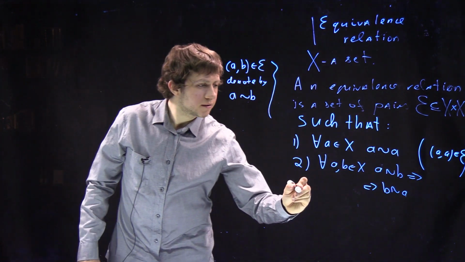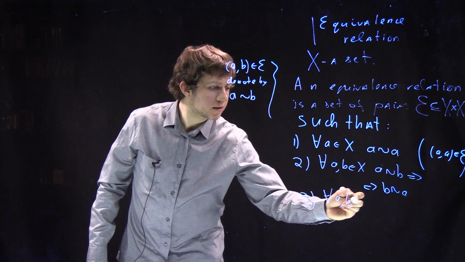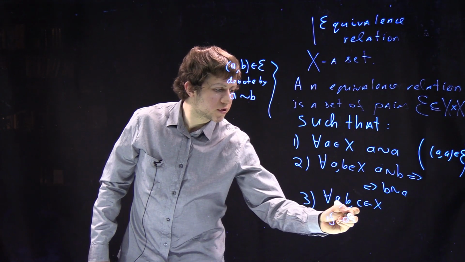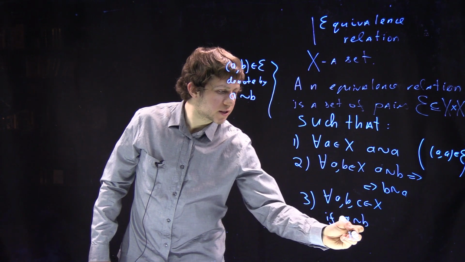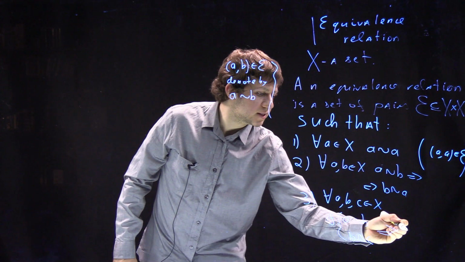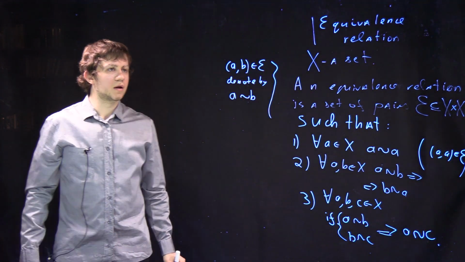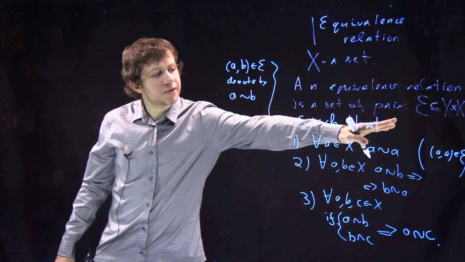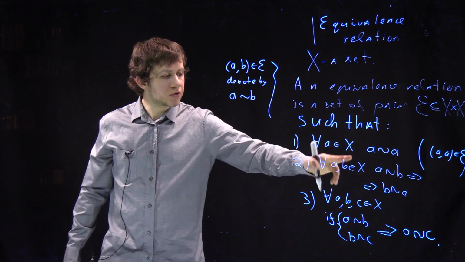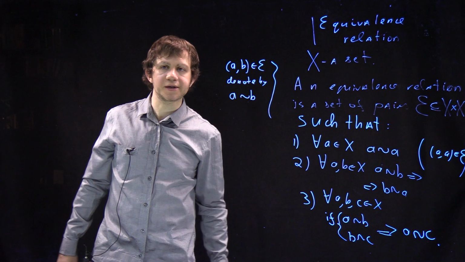And finally, for every three elements A, B, and C in X, if A is equivalent to B and B is equivalent to C simultaneously, this implies that A is equivalent to C. So as soon as we have a set of pairs satisfying these three properties, we say that we have an equivalence relation, and we call elements A and B equivalent if pair AB is inside E.